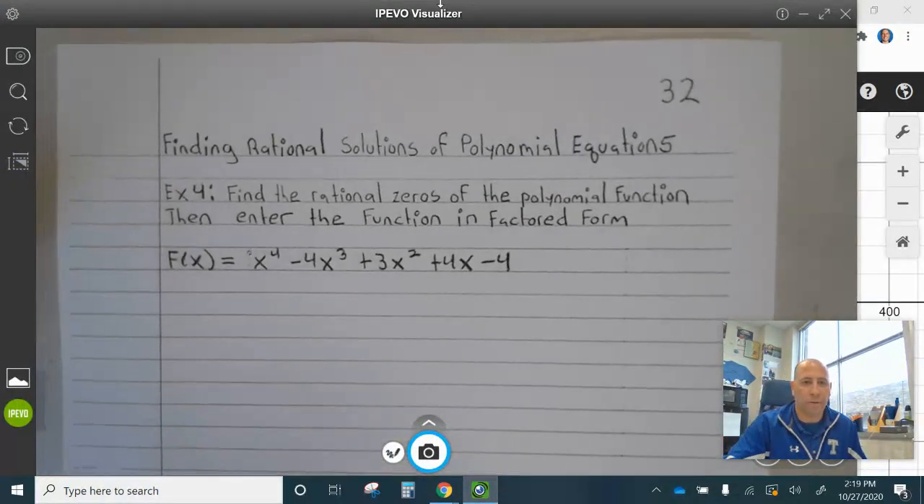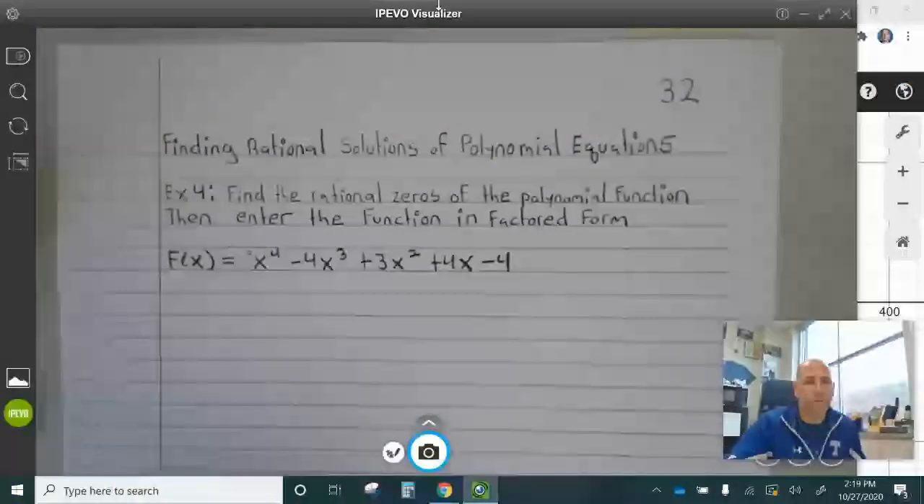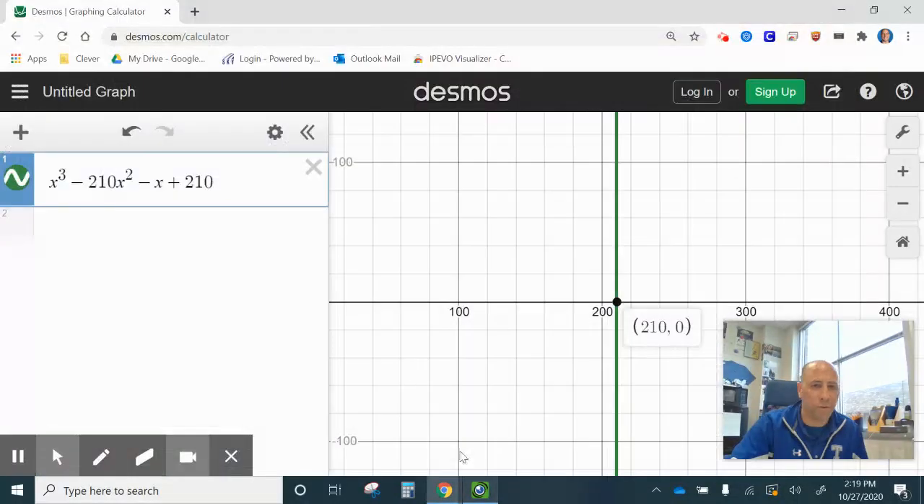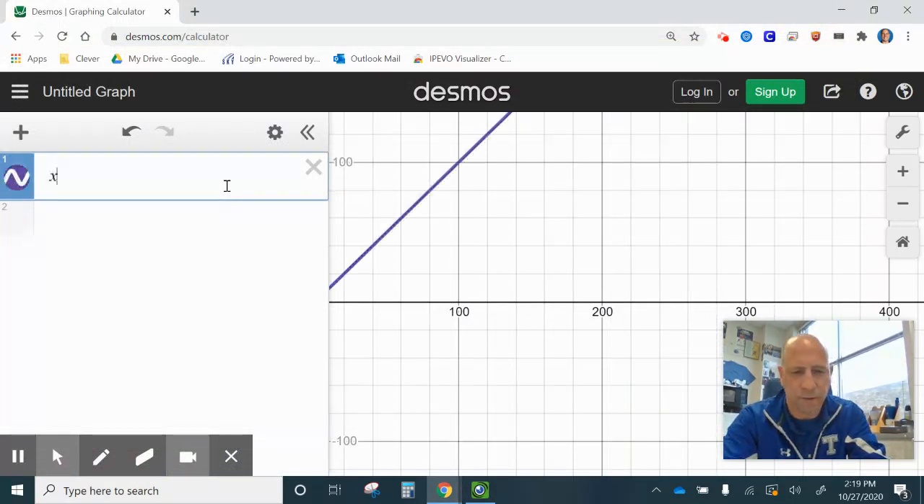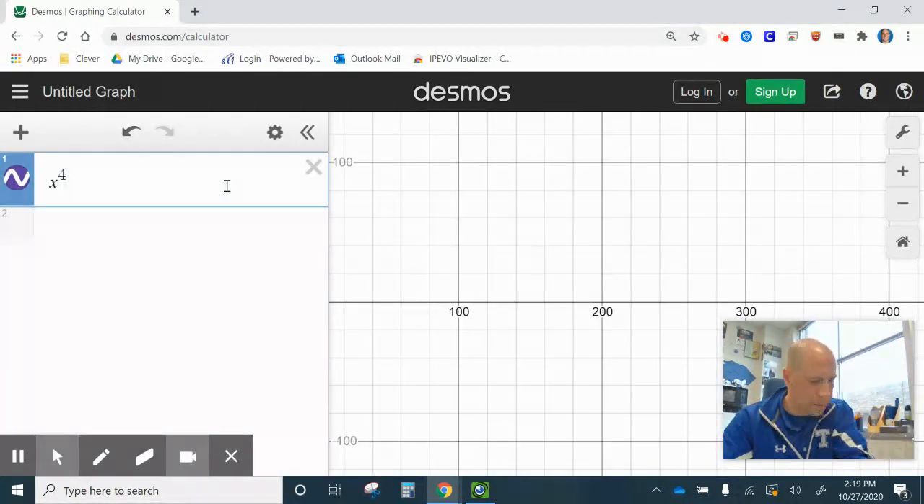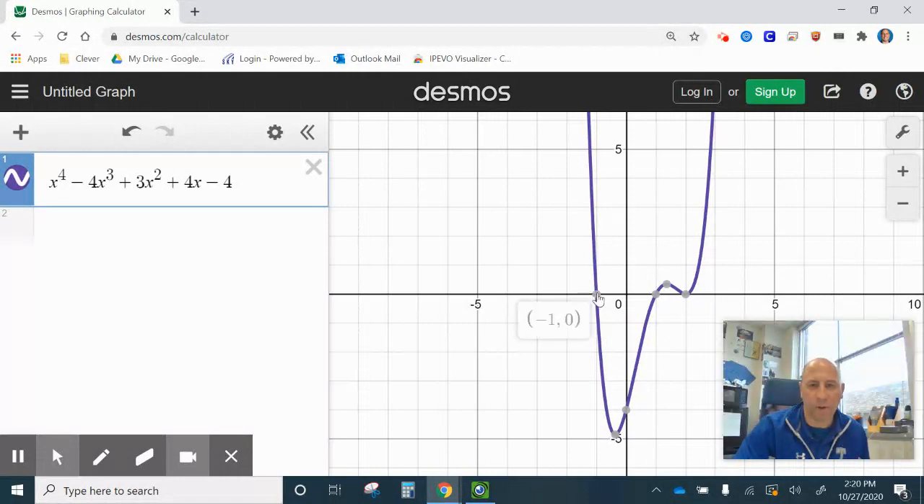All right. Now, for example 4, you see that this function has gotten very long and it looks very complicated. If that happens, what you can do is go straight to Desmos and graph it. So let's go ahead and graph example 4. So x to the 4th minus 4x cubed plus 3x squared plus 4x minus 4. Now, we know this is going to be 4 zeros. I'm going to press home to get this back to here. And watch. Ta-da! 1, 2, 3.